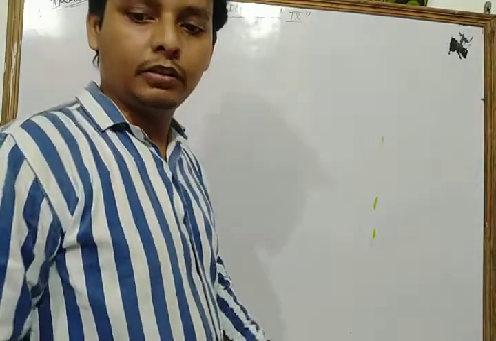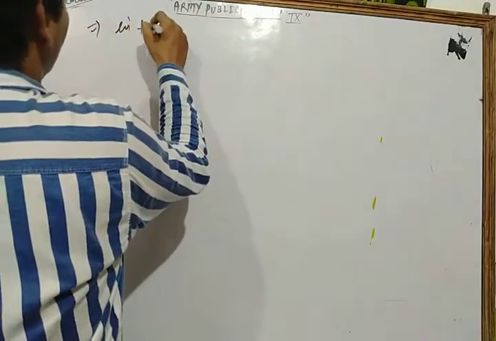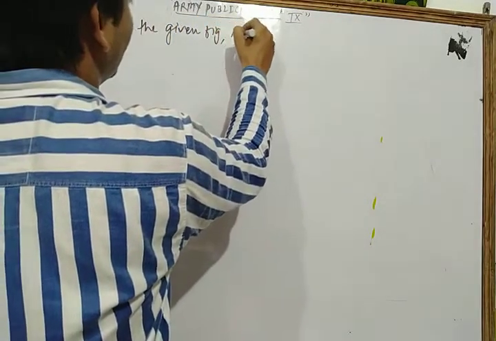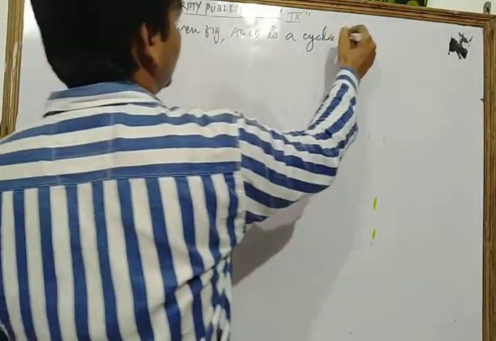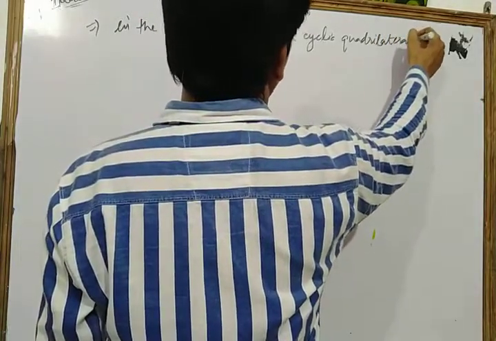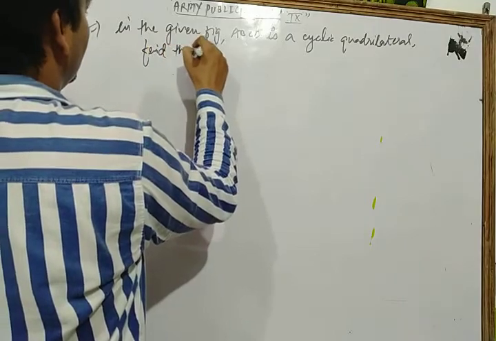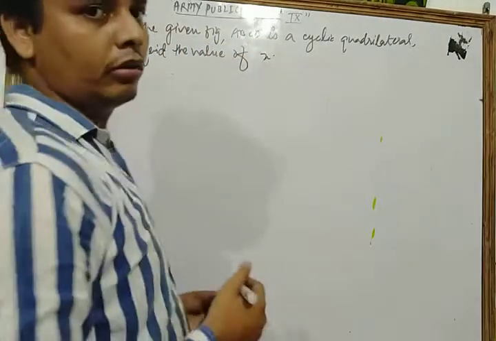ABCD is a cyclic quadrilateral in the given figure. In the given figure, ABCD is a cyclic quadrilateral. Find the value of x.